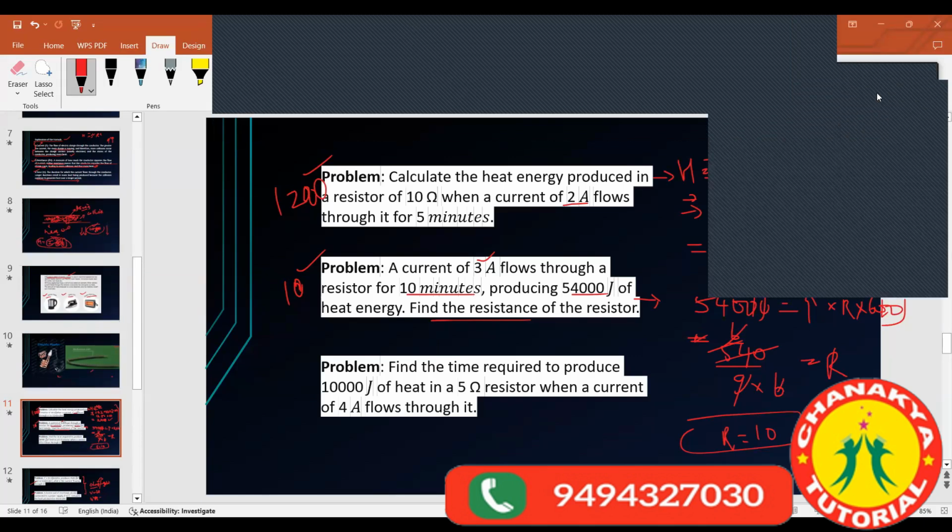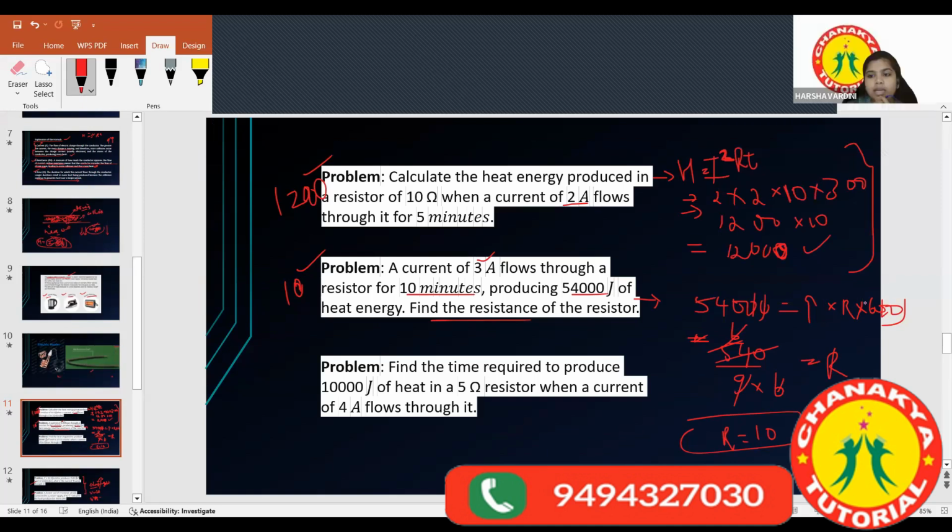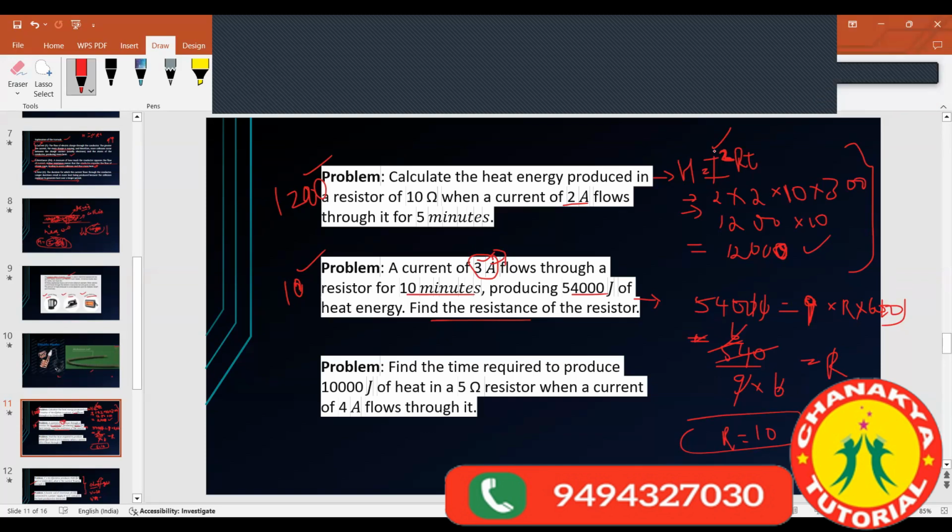Where did 9 come from? 9 came from this side to this side, Hamza. 9 is already here, so it came to this side and became division. So why 9 here? Because of I square RT, no? As per the formula, I square. They have given 3, so I have to square the I. So when I square 3, it becomes 9. Yes? Okay, ma'am.